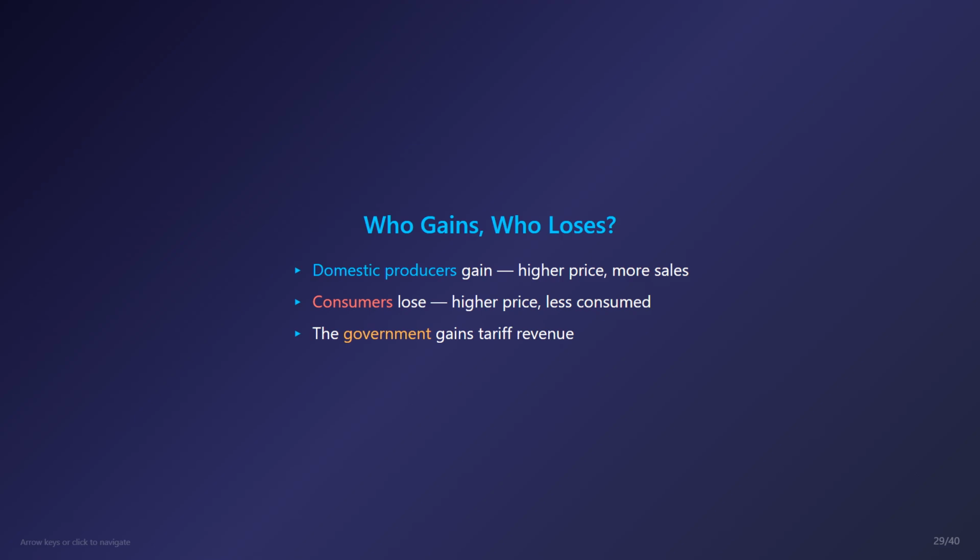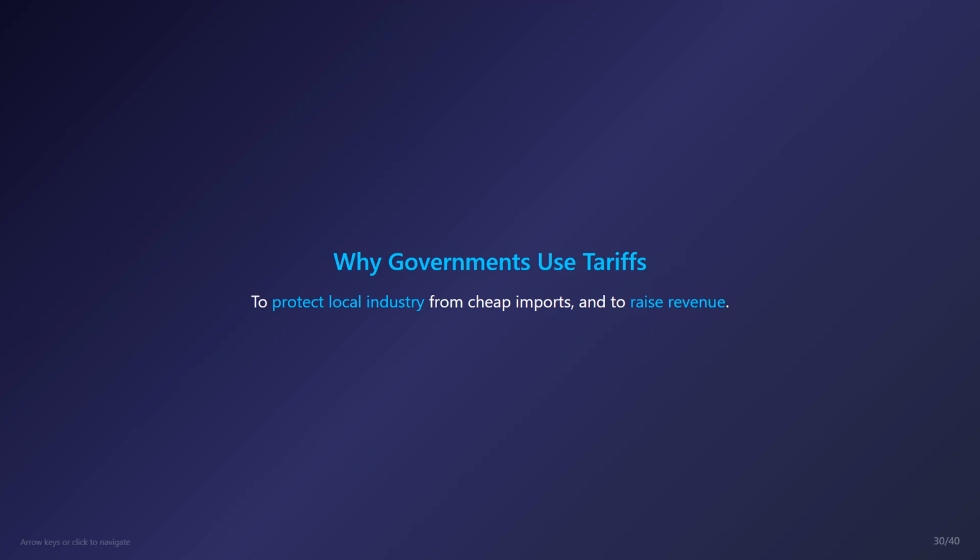So who gains and who loses from a tariff? Domestic producers gain, because the price is higher and they sell more. Consumers lose, paying a higher price and consuming less. And the government gains the tariff revenue. Why do governments use tariffs, then? Two main reasons: to protect local industry from cheap foreign competition, and to raise revenue for the treasury. Both motives are very common in practice.